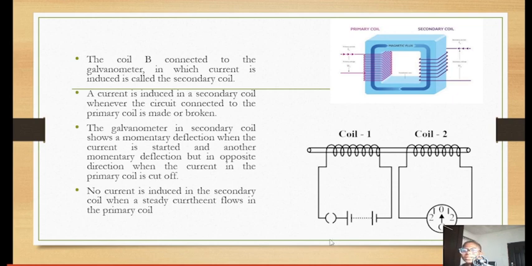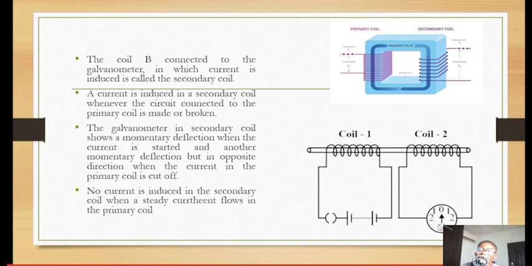So this one connected to the battery is called the primary coil, and the other one is called the what? Secondary coil. A current is induced in the secondary coil whenever the circuit connected to the primary coil is made or broken. A current is induced there. The galvanometer in the secondary coil shows a momentary deflection.